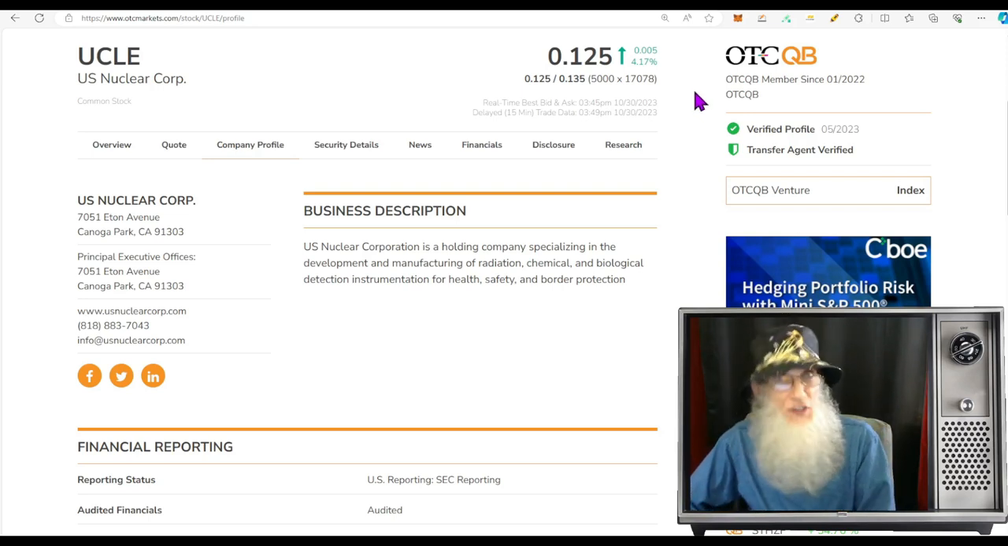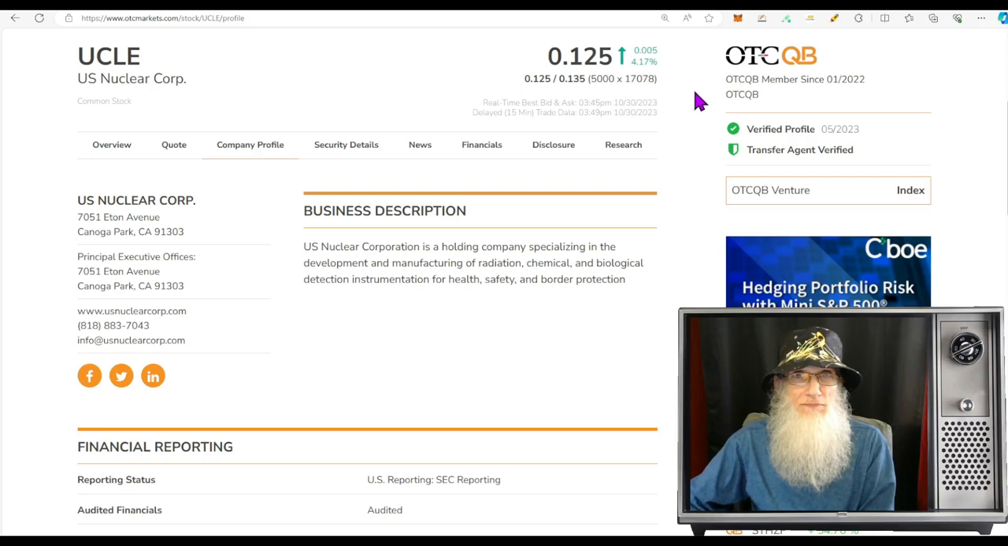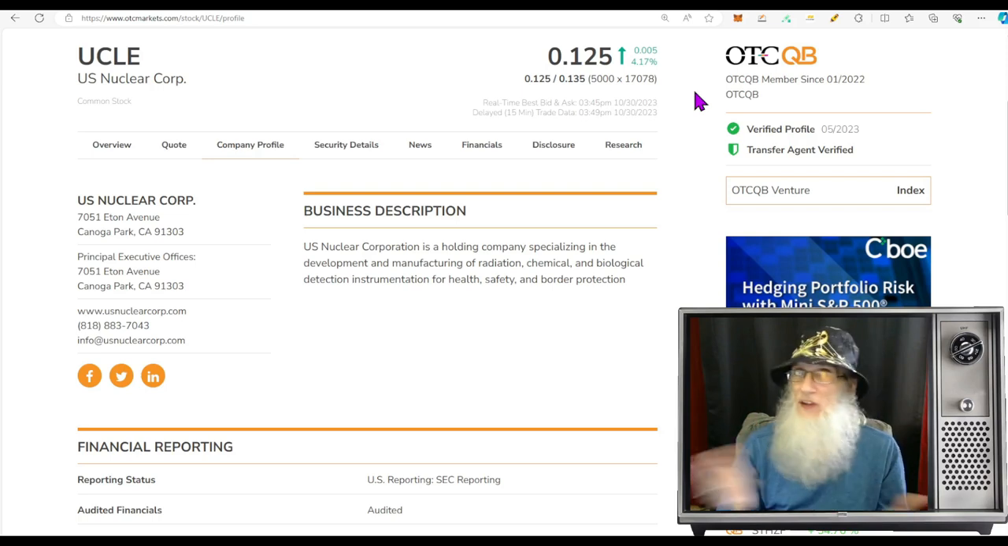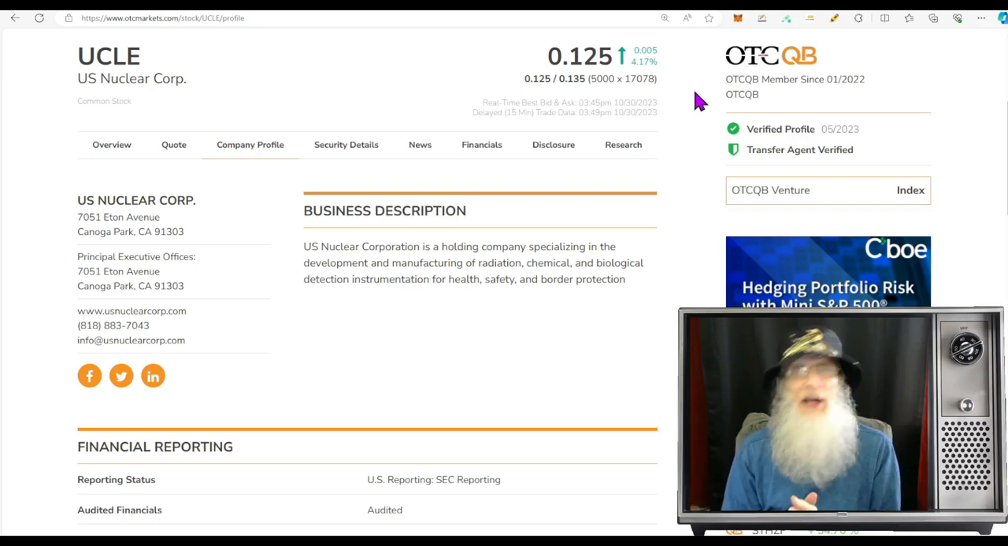So she's on the middle tier of the OTC, the QB. We call this the better tier. Why is it better? Well, compared to the pinks, anything's better. The pinks have no validated information, including financials. That's why they call them disclosures. They're just giving you some numbers and disclosing them. But there's been no accounting done on them.